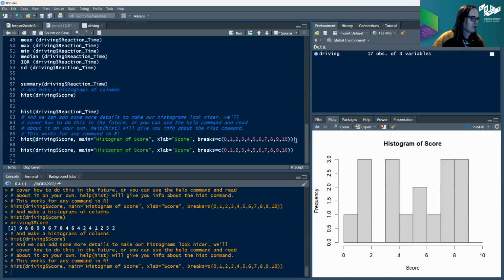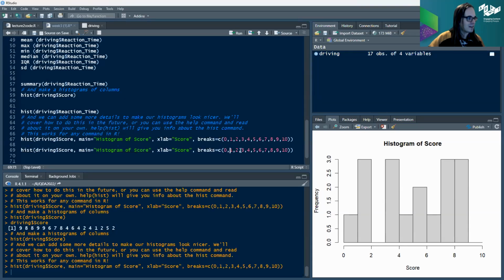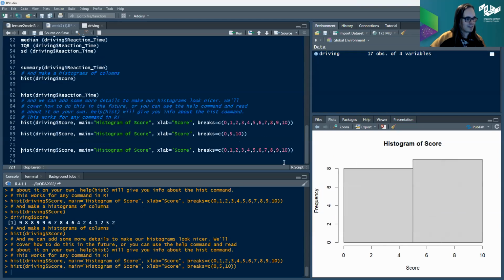Now that breaking is arbitrary. I could make my breaks anything I want that are inside of my range. So I could have said breaks at 0, 5, and 10. And I would get a histogram that looks like this. I would just get a histogram with a line at 0, a line at 5, and a line at 10. And this stinks. I don't want this at all, right? Why would I want to just know... maybe I would want to know how many people got above a 5 and how many people got below a 5.